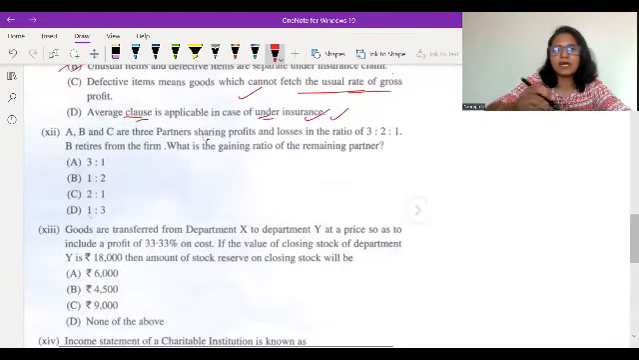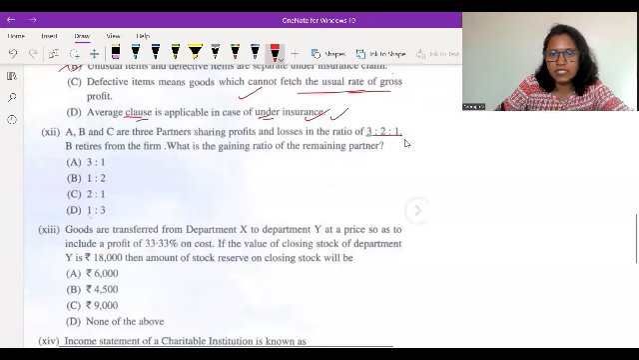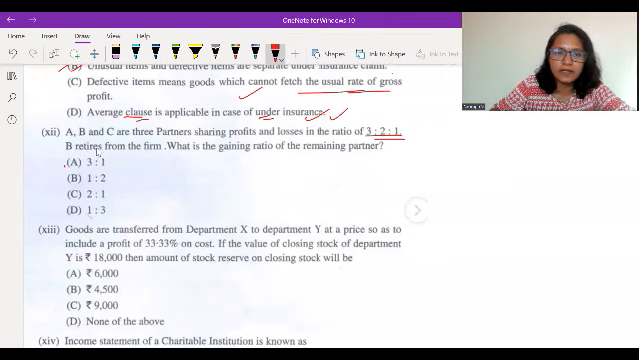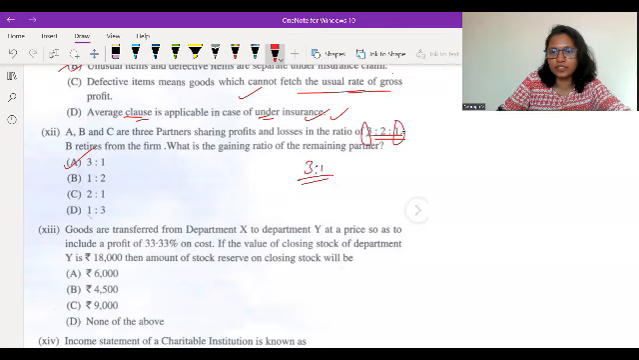A, B, C are 3 partners who are sharing profit and loss in the ratio 3:2:1. B retires. So the gaining ratio of the remaining partners will be 3:1. Because nothing is mentioned, it will be the same ratio of 3:1.